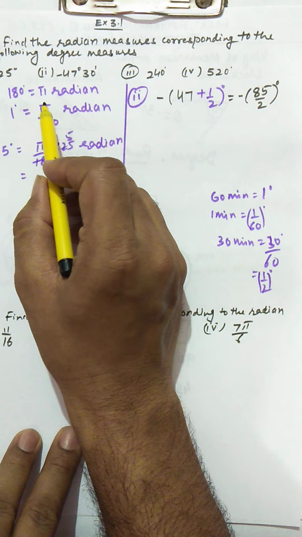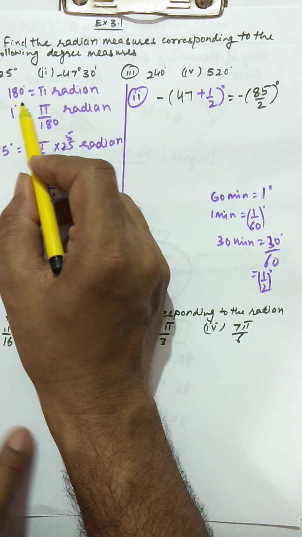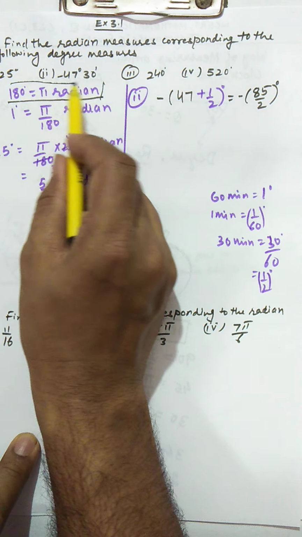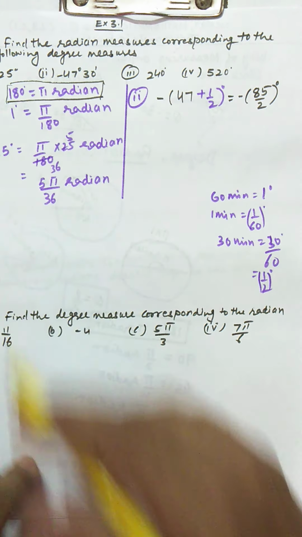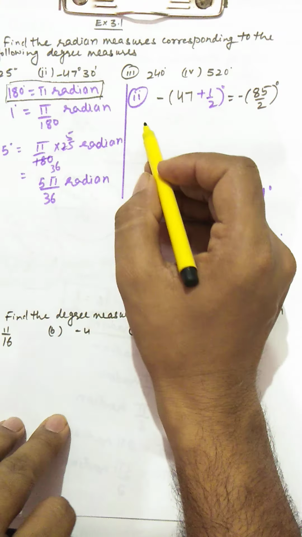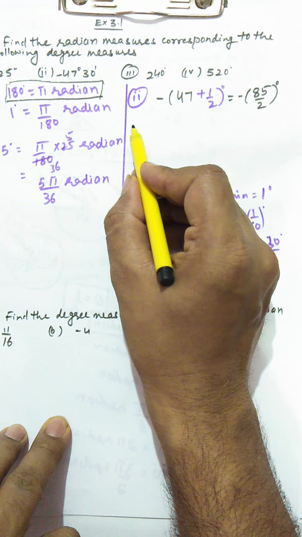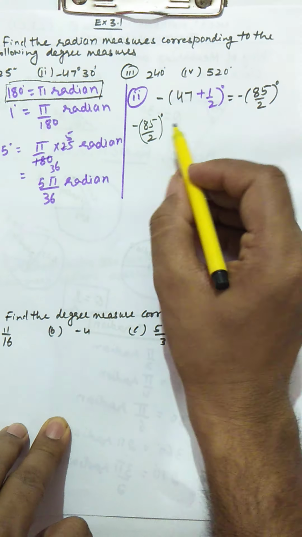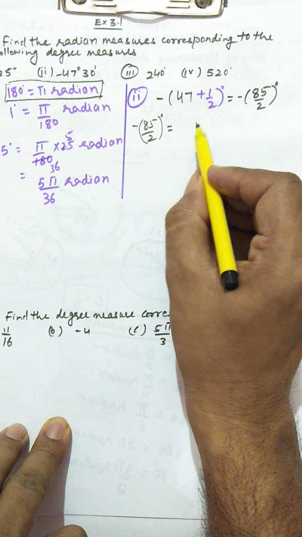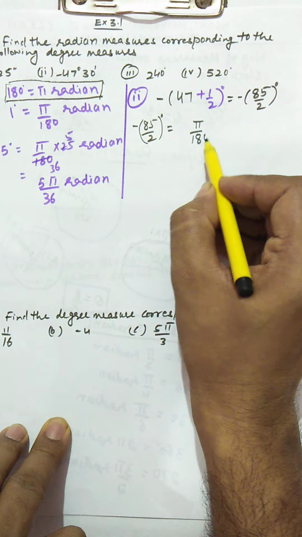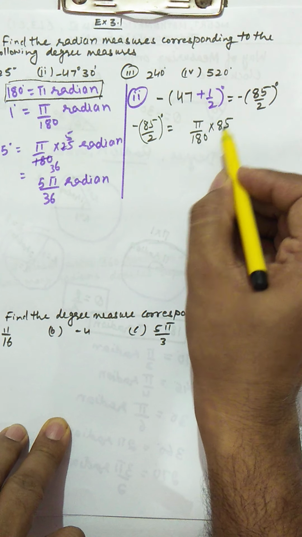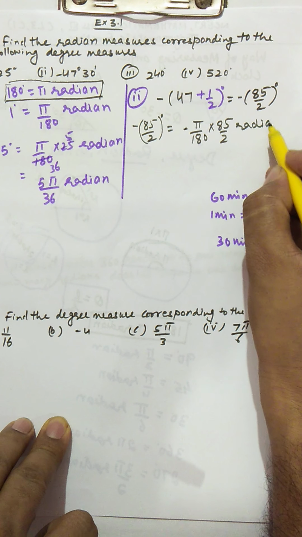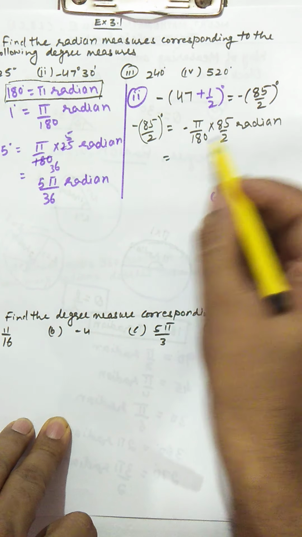So we have used that formula, that 180 degree is equal to pi radian. We can use it here and write directly that minus 85 by 2 degree will be equal to, you can multiply pi upon 180 into 85 by 2, and the minus sign you can put here also. This is in radian. So we can simplify this further.